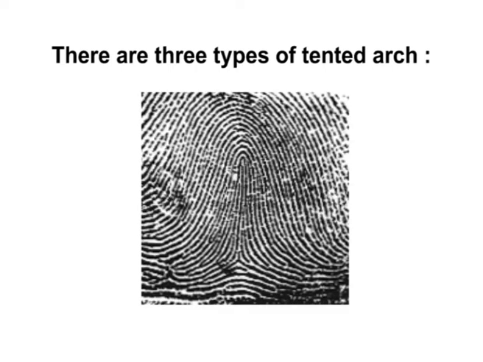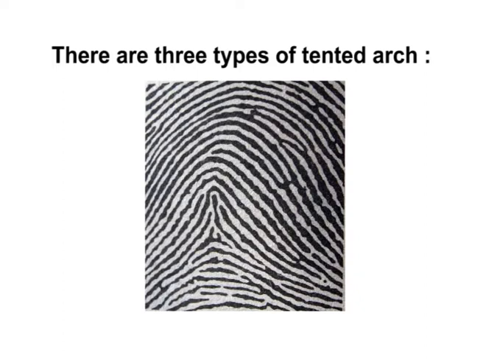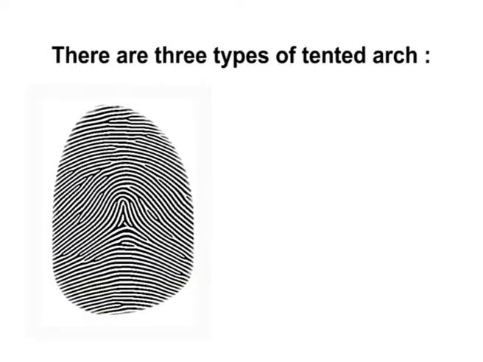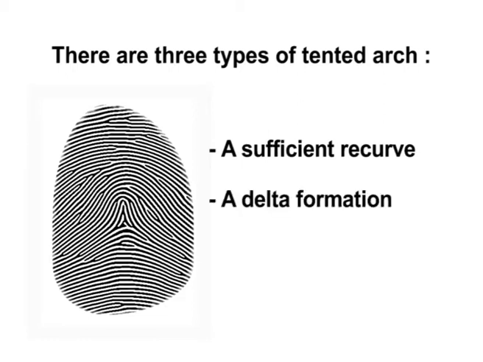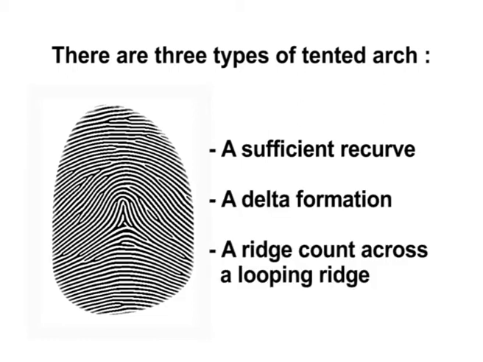In the first type of tented arch, ridges make a definite angle of 90 degrees or less. In the second type of tented arch, at least one ridge at the center forms an upthrust. An upthrust is an ending ridge of any length rising at a sufficient degree from the horizontal plane, that is 45 or more. In the third type of tented arch, there are two of the basic characteristics of the loop, but it lacks the third characteristic. First characteristic is sufficient recurve, second is delta formation, and third is a ridge count across the looping ridge.